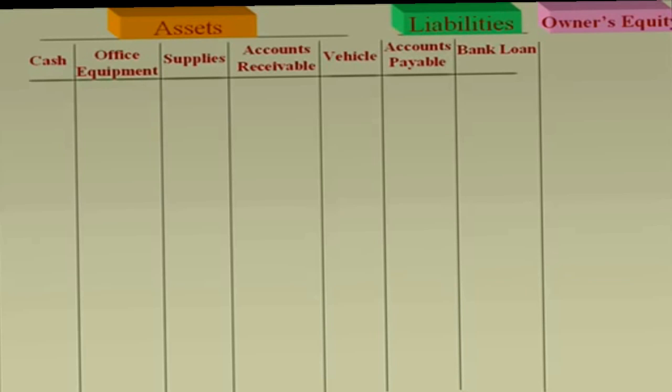Polly Darton invested $10,000 cash to start the agency. What happens? Cash goes up, so under cash you put plus 10,000. What else happens? The cash Polly Darton as the owner puts in the business is capital. Capital is part of owner's equity. So owner's equity is plus 10,000. There you go. I set you up.